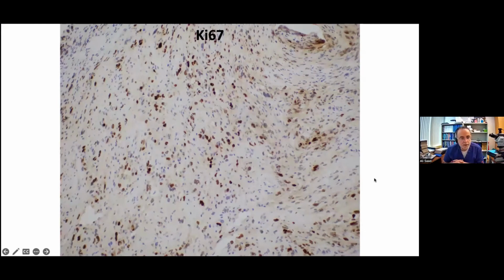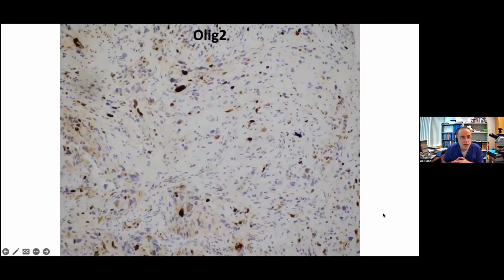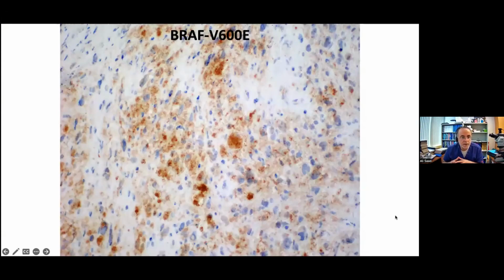Next slide. Ki67, which is a proliferation marker, is very high for an astrocytoma. So this is about, I would say, 7 to 10%. That's pretty high. And next slide. This is OLIG2, which is a pan-glial marker. It shows some tumor cells that are positive, which indicates this is indeed a glioma that appears to be high grade. And next slide. BRAF.